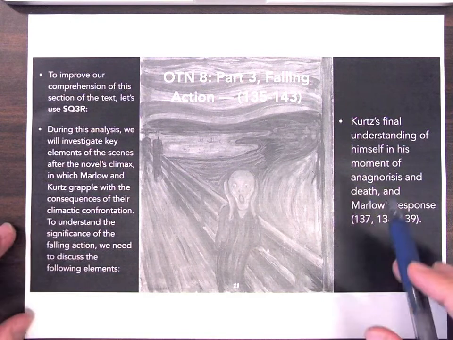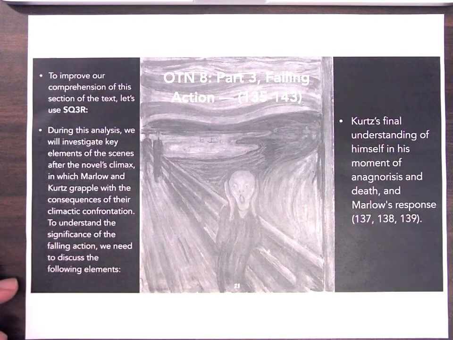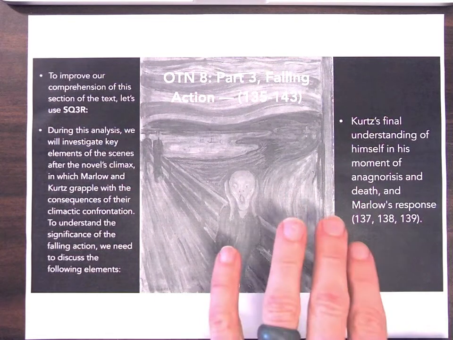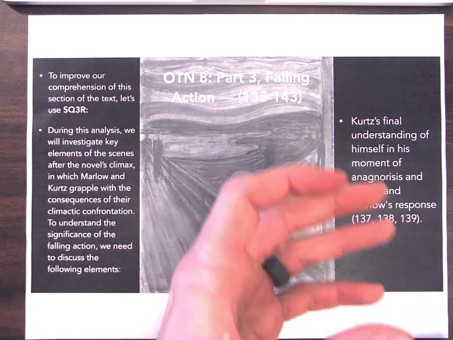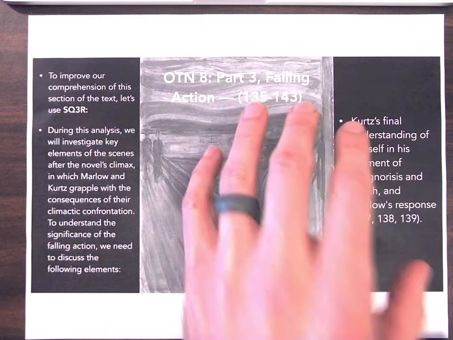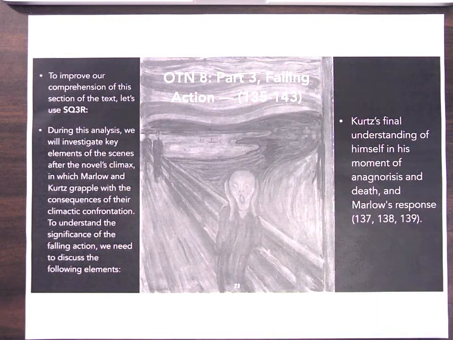We're going to be looking at Kurtz's final understanding of himself prior to his death, in his moment of anagnorisis, a moment in which a character in literature comes to a recognition of the full weight, the full meaning of the choices that he has made and the life that he has led. And then we're going to look at Marlowe's response to this moment, to characterize Marlowe. So this is not just about Kurtz, but also about what Kurtz's death and his moment of anagnorisis means to Marlowe as a pilgrim.